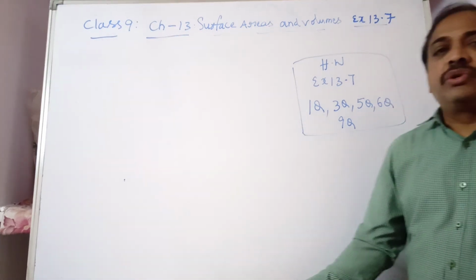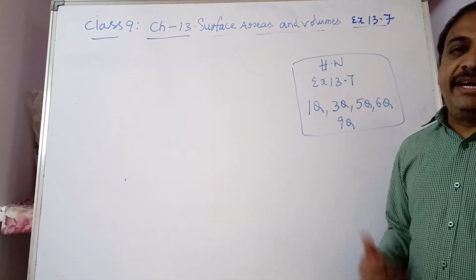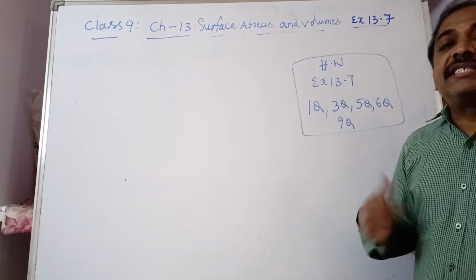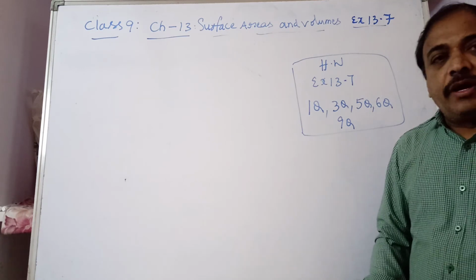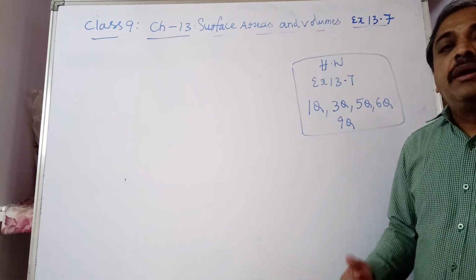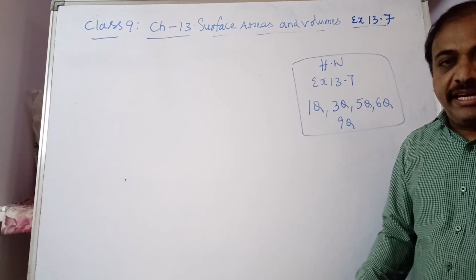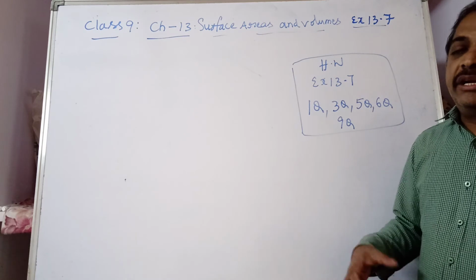So I hope you understood how to use the application part, how to find the volume. If they give radius and slant height, how to find the height of the cone and volume of the cone. Once again revise the formula, 1 by 3 pi r square h, 1/3 of the volume of the cylinder. So today we have discussed the volume of the cone in today's class.